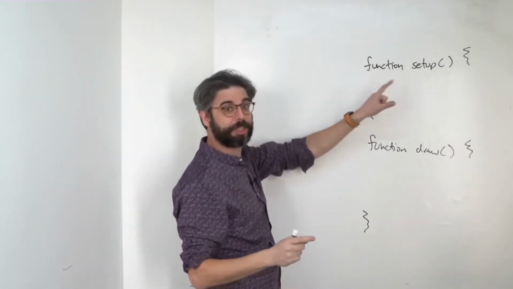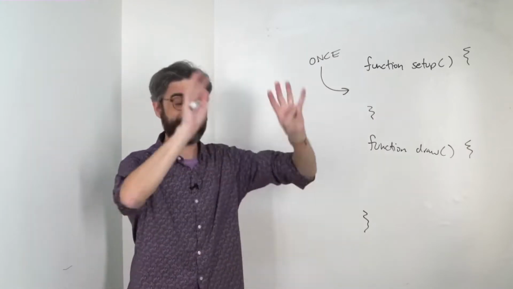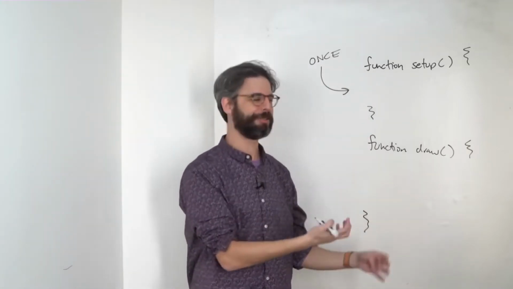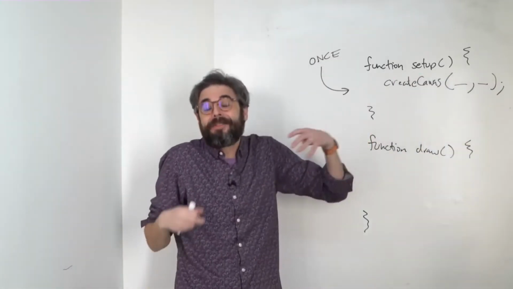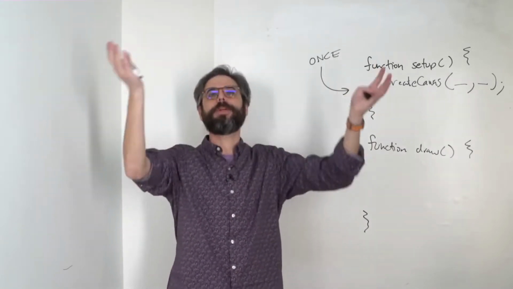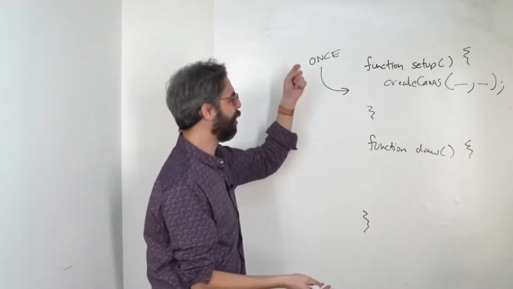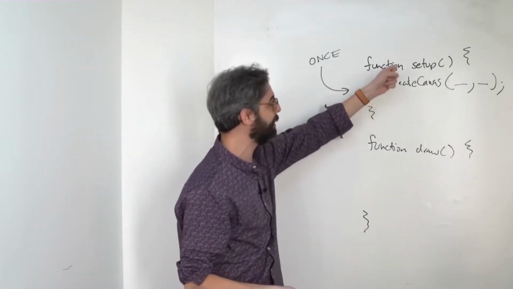The setup function happens once and only once, the moment the sketch begins. This is why create canvas goes there, because this is the kind of thing you want to do at the beginning, just once. You don't want to make canvases multiple times, and you don't want to make a canvas at the end, right? That wouldn't make any sense. So the flow of the beginning of the program is setup, make the canvas.